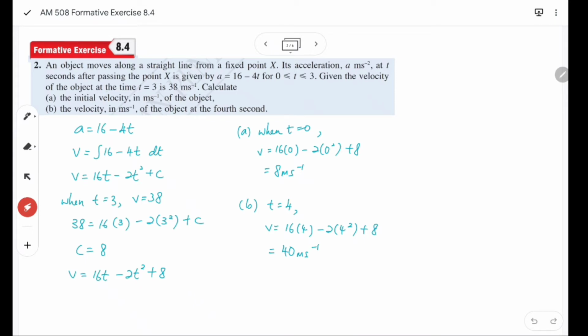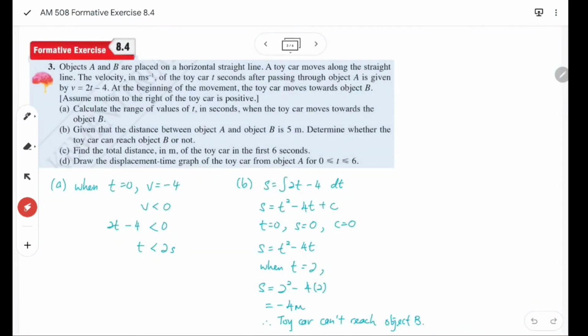So, we want the initial velocity. When t equals to 0, v equals to 16 times 0 minus 2 times 0 squared plus 8. So the initial velocity is 8 meters per second. B, the velocity in meter per second of the object at the 4th second. So when t equals to 4, the velocity equals to 16 times 4 minus 2 times 4 squared plus 8. We get 40 meters per second.